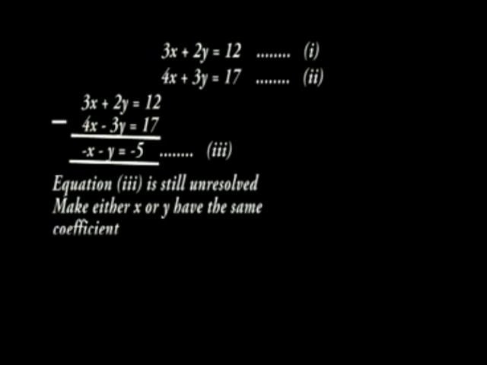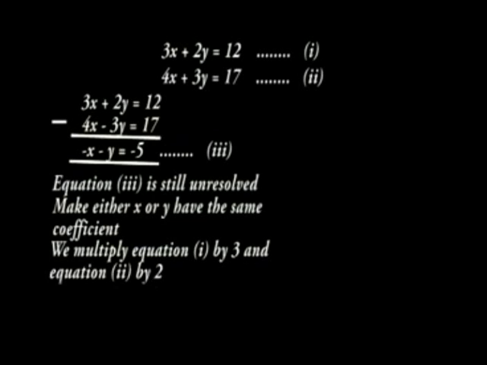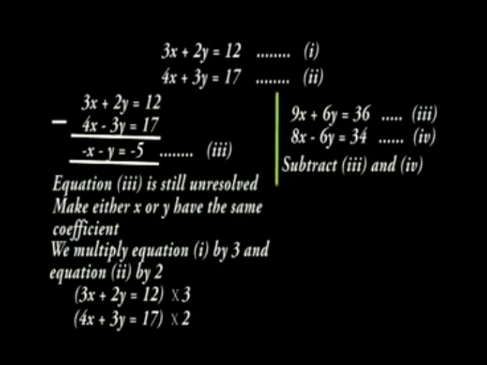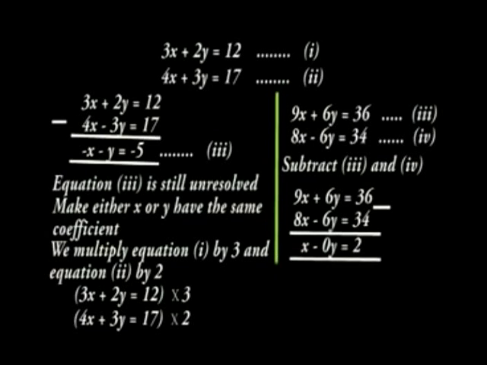Suppose we multiply equation 1 by 3 and equation 2 by 2. We will have 9x plus 6y equals 36, 8x plus 6y equals 34. If we subtract equation 4 from equation 3, we have x equals 2, and hence y is equal to 3.